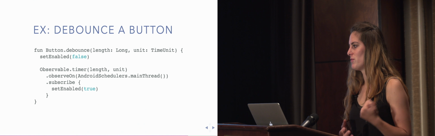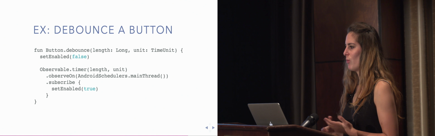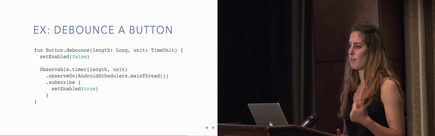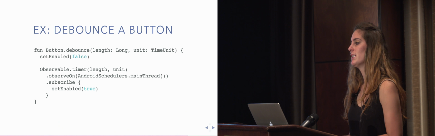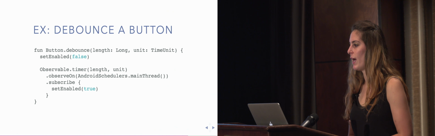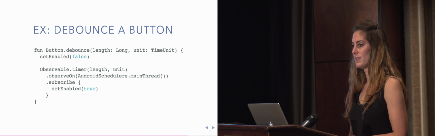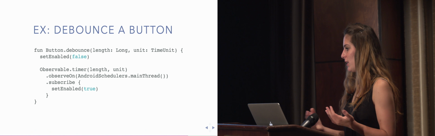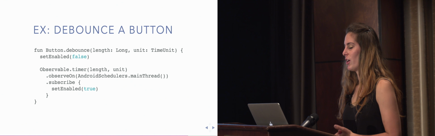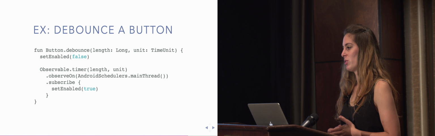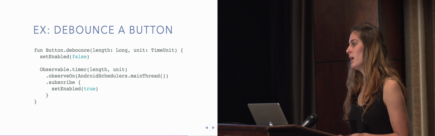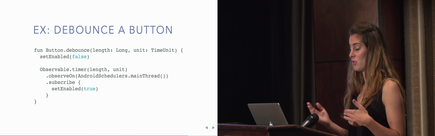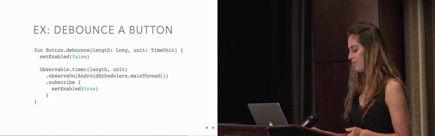So here's an example of debouncing a button. I'm not sure why you would need to do this, but you can do it. And so what's happening here is I'm just adding something to a button class called debounce. I can give it some unit of time, and then I can start with saying set enabled to false. I'll set a timer observable. It'll fire. When it fires, I set enabled to true. So obviously, in the time that set enabled is false, users won't be able to click on this button. And then after my time has elapsed and onNext has been called and enabled false is turned to true, then users will be able to click again.